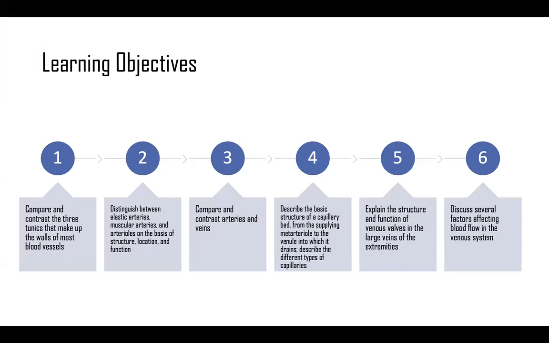Fourth, we're going to describe the basic structure of a capillary bed from the supplying meta-arteriole to the venule into which it drains, and describe the different types of capillaries. Fifth, we're going to explain the structure and function of venous valves in the large veins of the extremities. And sixth, we're going to discuss several factors affecting blood flow in the venous system.